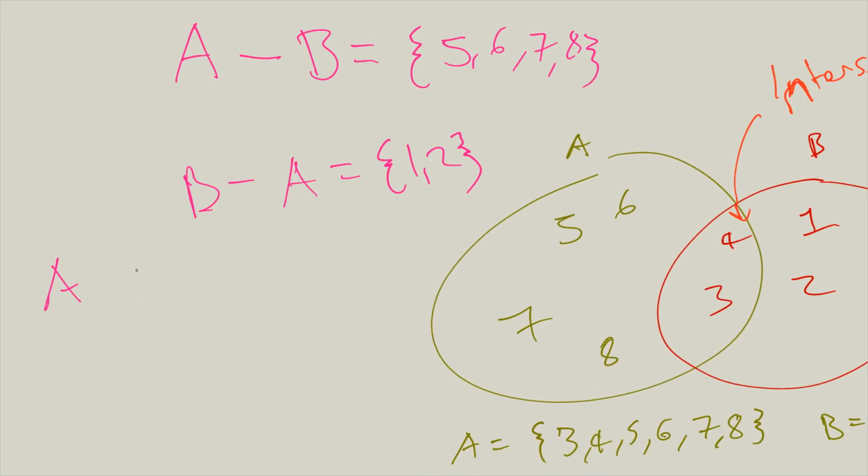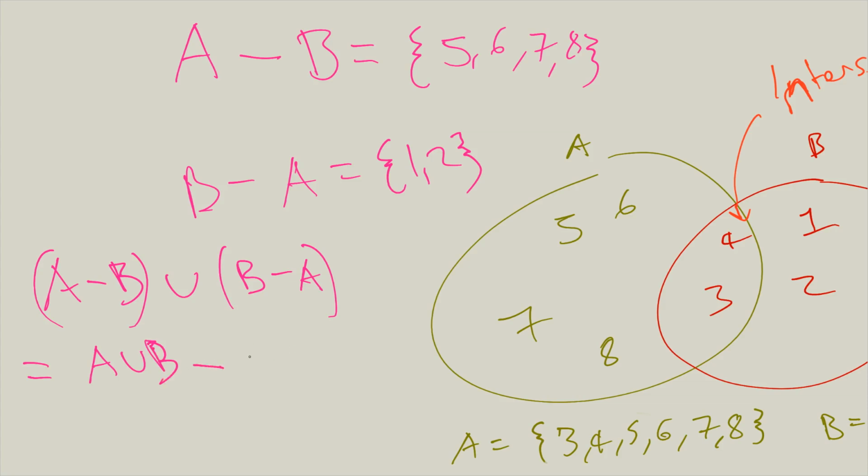Okay, what if we did A minus B union B minus A? What would we end up with? Not the intersection. Everything but the intersection. So A union B minus A intersection B. Those two things are saying the same thing, right?